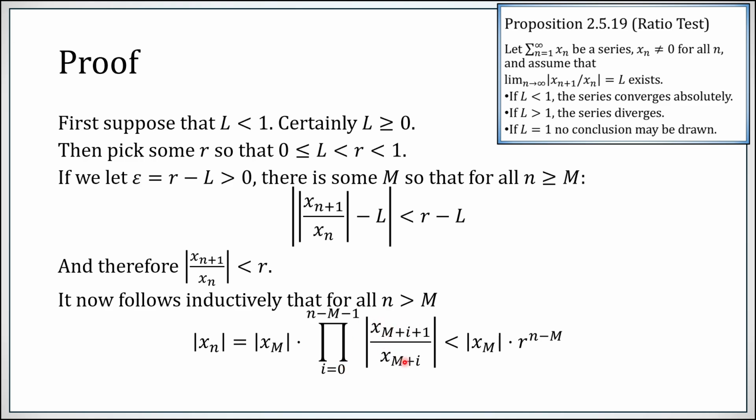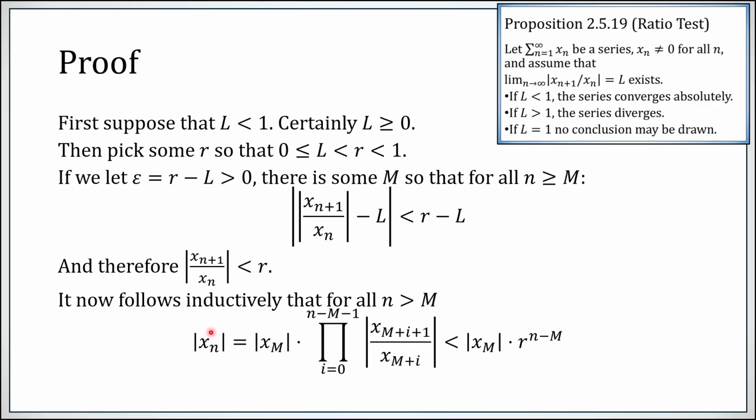That will cancel the m plus 1s and leave an x_{m+2}, etc. By the time you list out all of these products as i goes from 0 to n minus m minus 1, if you cancel everything out, you'll be left with just an x_n. However, what do I know about all of these ratios? They're all less than r. How many are there? n minus m of them, because it goes from 0 to n minus m minus 1. Because we're including 0, we have n minus m ratios in total.